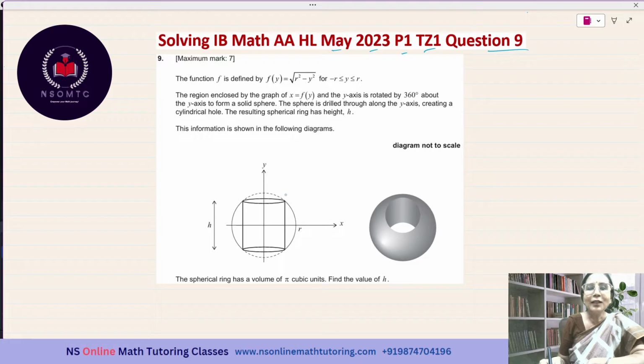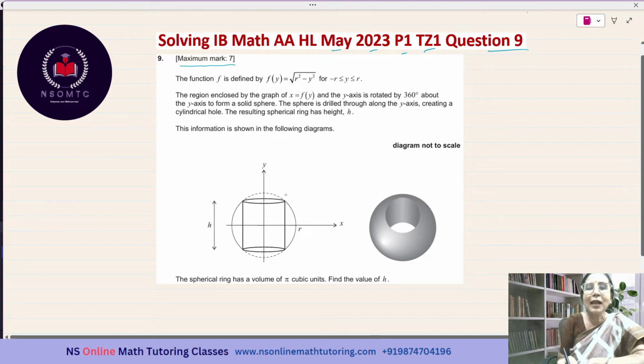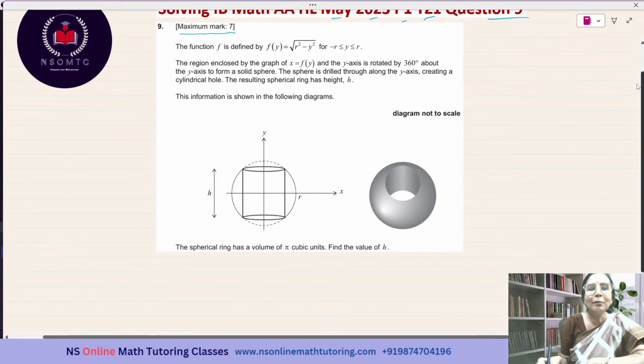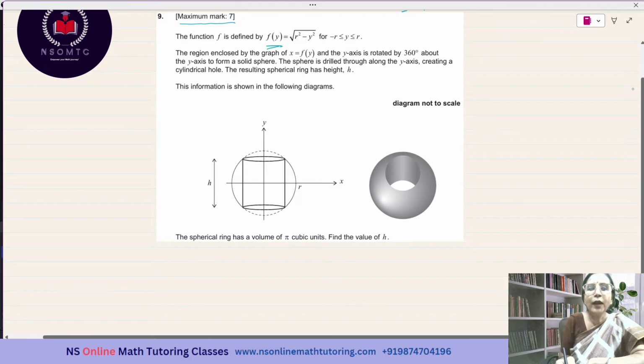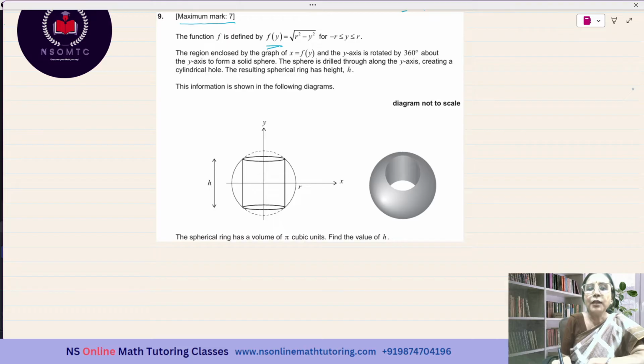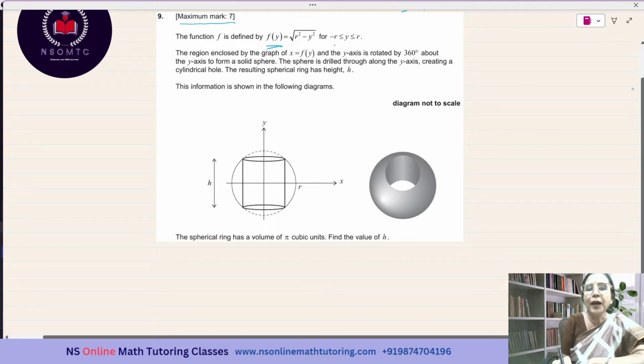So without any further delay, let us start answering question number 9. The maximum mark is 7. It says the function f is defined by f of y equal to square root of r squared minus y squared, for y greater than or equal to negative r but less than or equal to positive r.